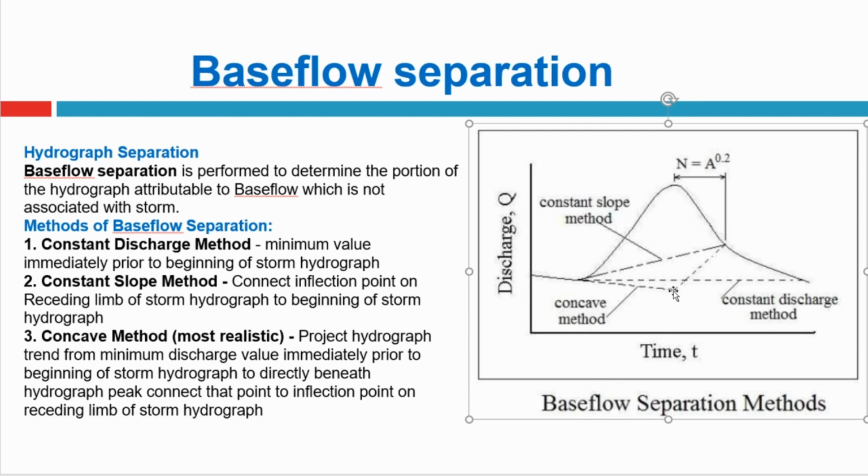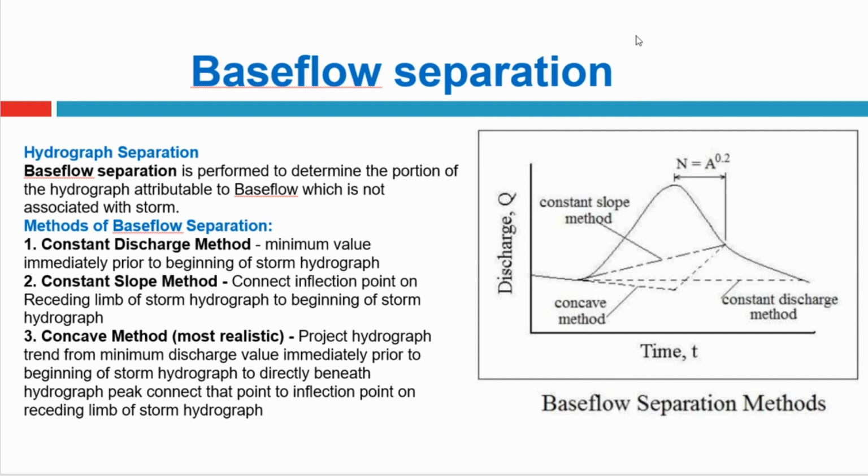Okay, then from here I have to connect an inclined line to this inflection point, the point where the direct runoff will end. Like this I can connect, and the area beneath this line will become base flow, and the area above this line will become your direct runoff. These are the three methods which can be adapted to separate out the base flow.